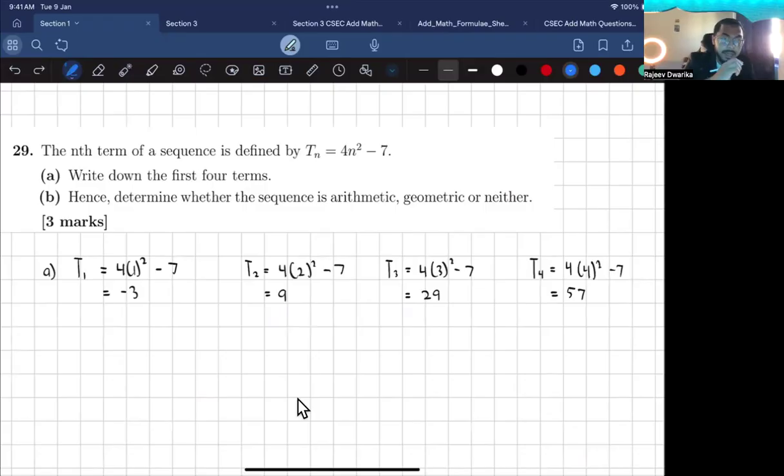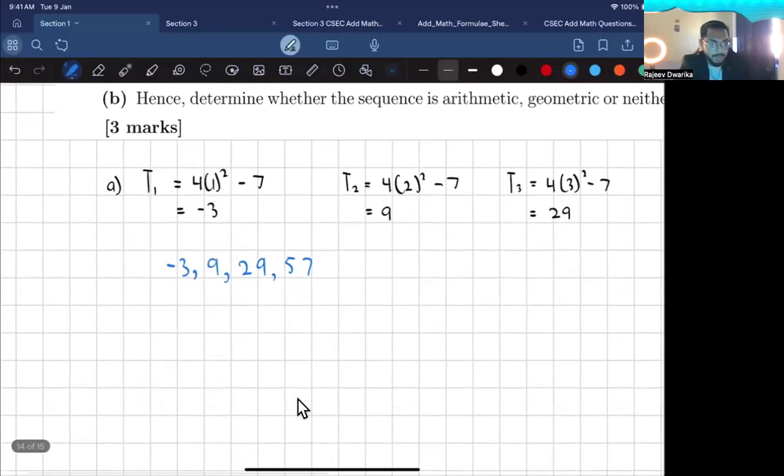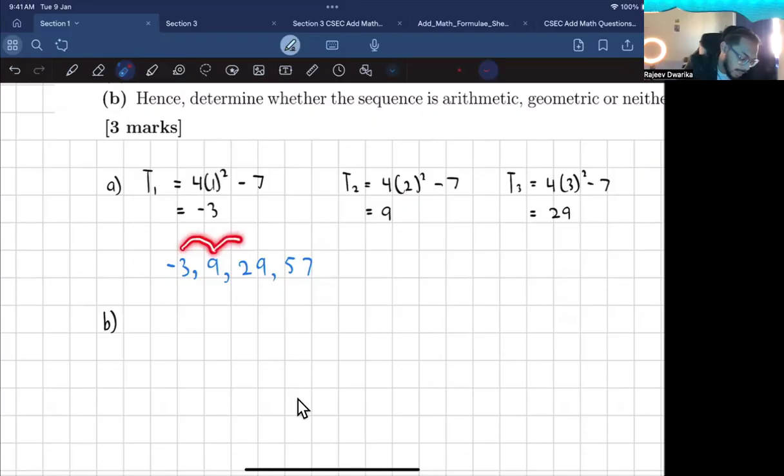All right. So, Javon, if I were to list the 4 terms, it would be T1 is equal to -3, T2 is equal to 9, T3 is equal to 29, and T4 is equal to 57. So if I were to write this as a list, I would say -3, 9, 29, 57. So Javon, just by looking at this, can we figure out if it's an AP or a GP? Tell me, do you think we have to add to get the next term then?